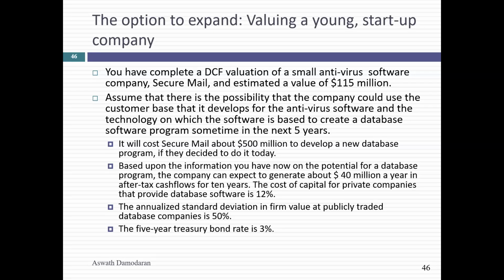Let's assume that there is substantial uncertainty about how the database business will evolve. So 50% standard deviation. That's what's going to potentially rescue you. You have the capacity to develop the second product in a new business. The risk-free rate is 3%. So here's what I'm going to do. I know the discounted cash flow value, 115 million. I said, look, there is this option to develop a second business. Let's see how much that option is worth.